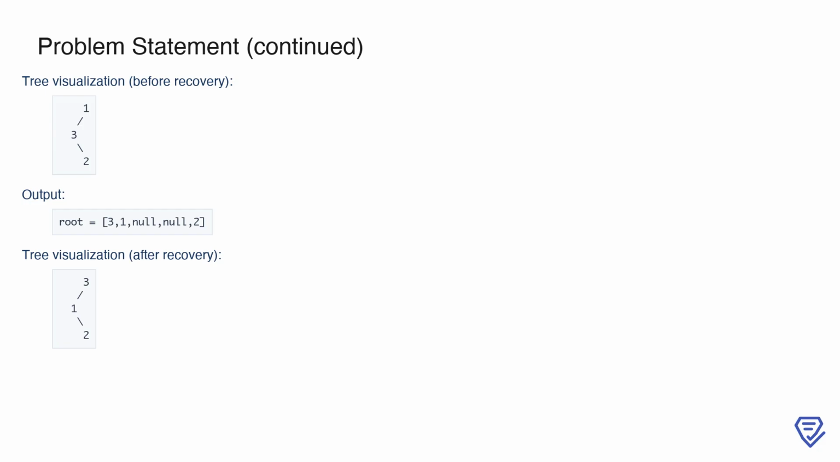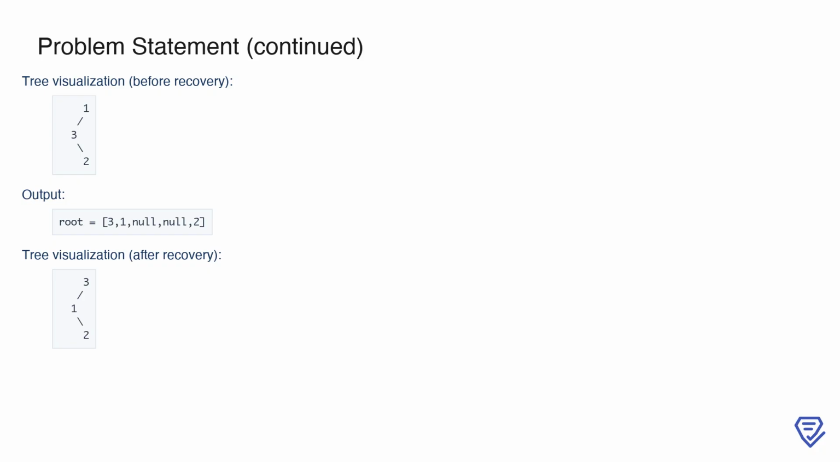Here's the first example. The input tree, shown in its incorrect state, has the following structure. The root node has a value of 1, its left child is 3, and the right child of 3 is 2. This tree is not a valid BST because the value 3 is greater than the root, which violates the BST property. After the recovery process, the tree is restored to a valid BST.